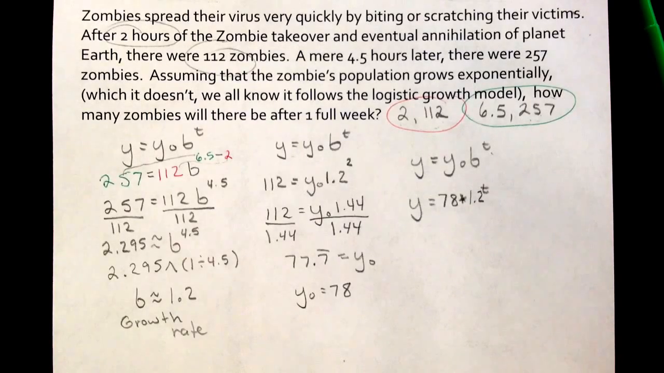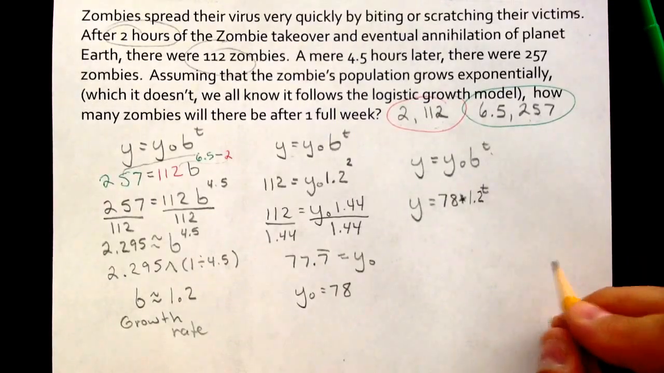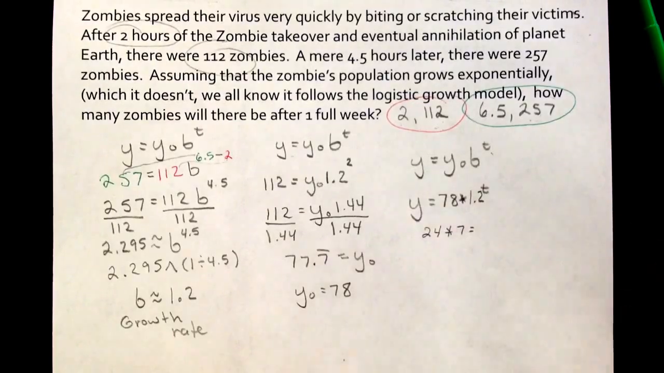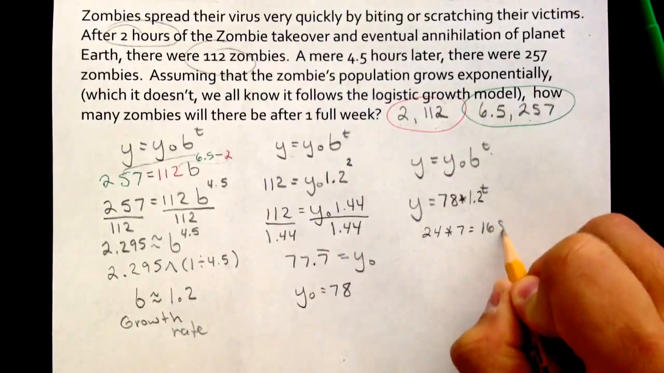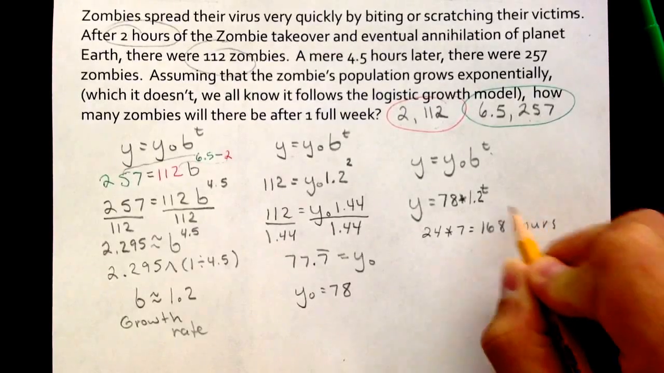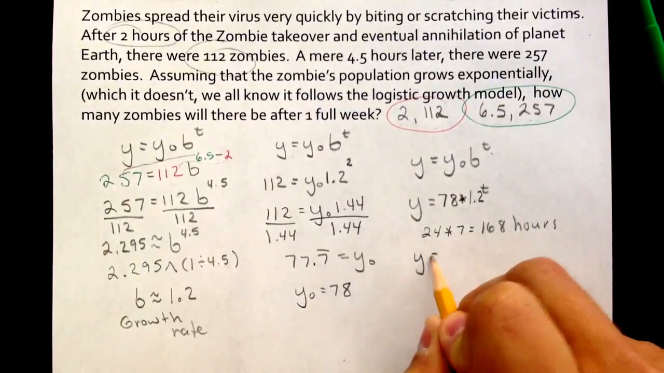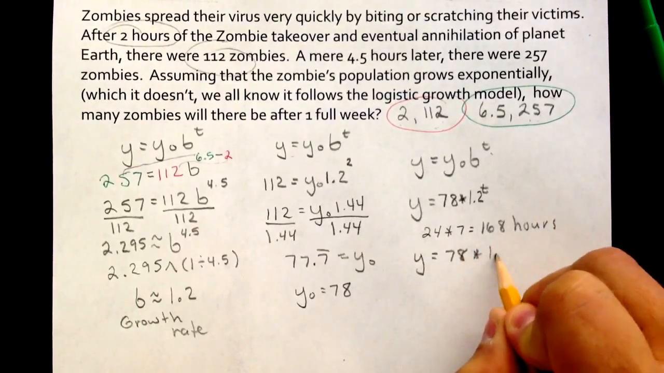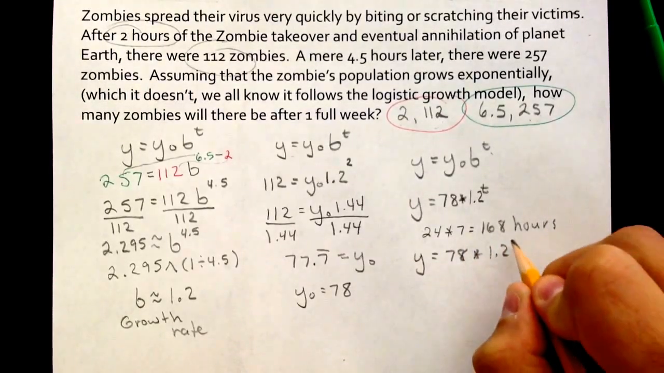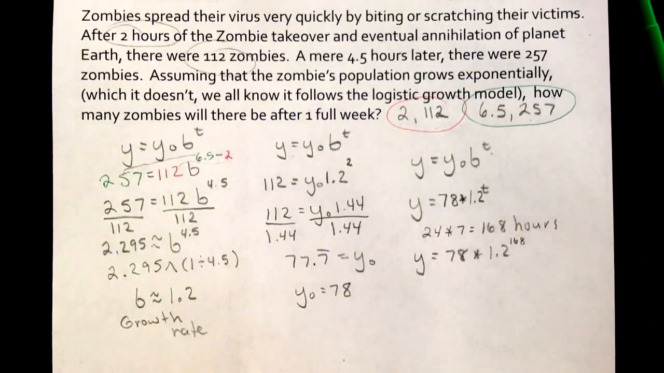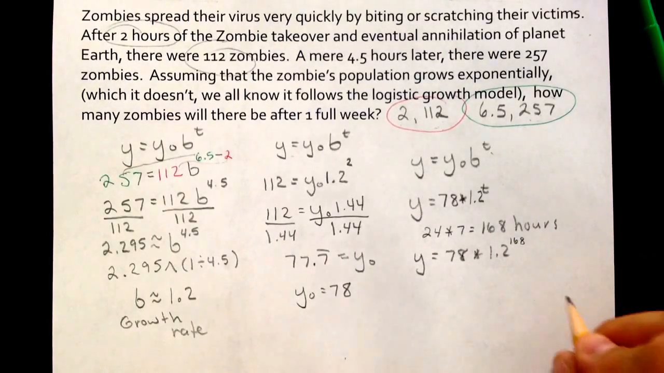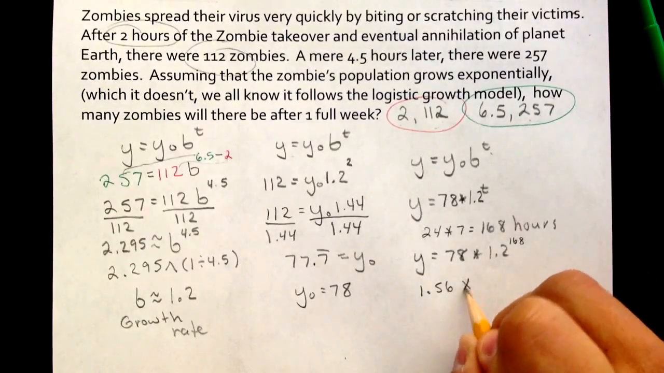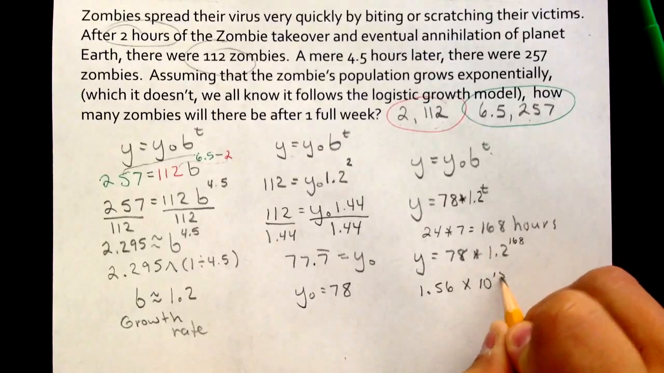So the last part of the question says, how many will there be after 1 full week? Well, this is in hours, so I've got 24 hours in a day times 7 days in a week. And that's 168 hours. So we need to put that in place of t in that problem right there. So y equals 78 times 1.2 to the 168th power. And we find we get approximately 1.56 times 10 to the 15th zombies.